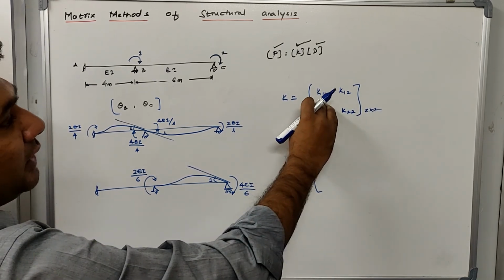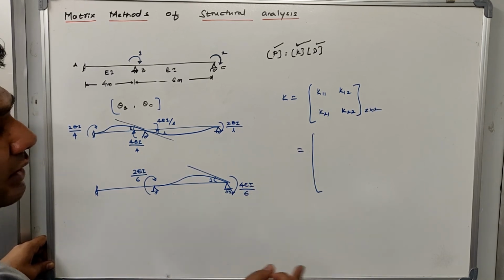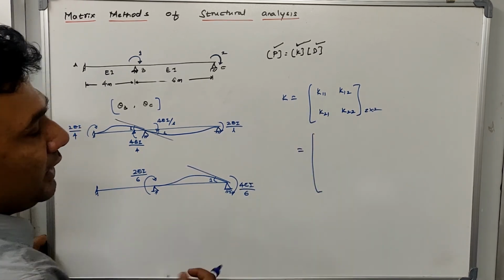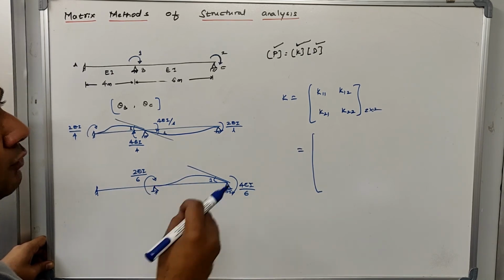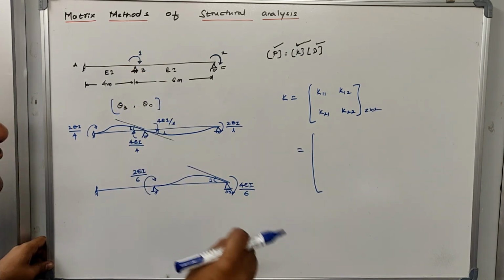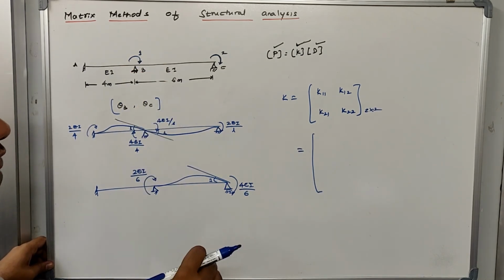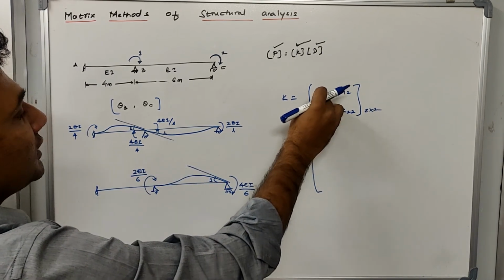Stiffness represents the force that is applied per unit displacement, right? So K11 represents this: if I apply a unit displacement at the first coordinate, the force that is created at the first coordinate will be called K11. Let us try to understand what this K11 is.